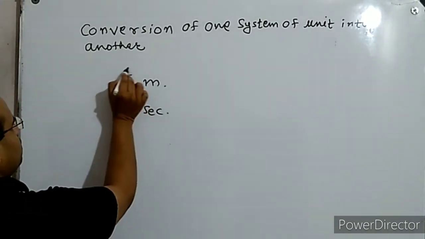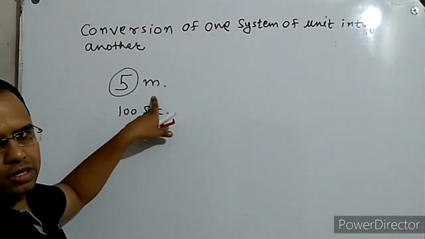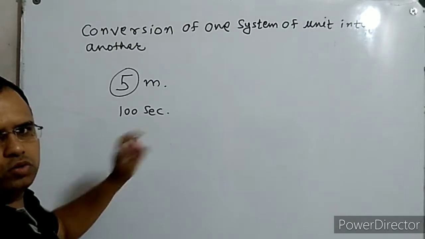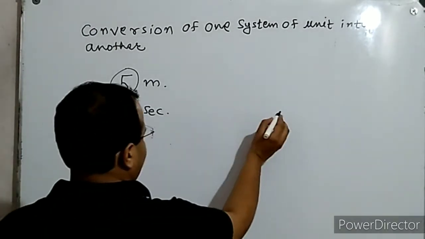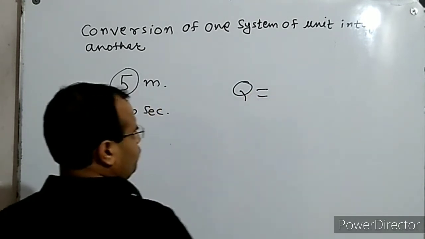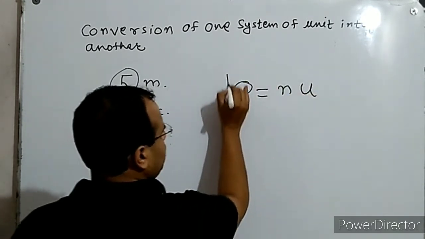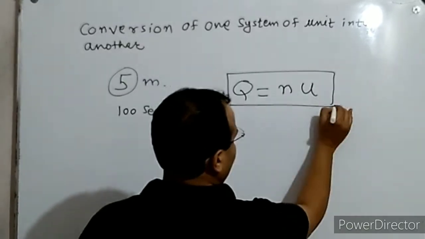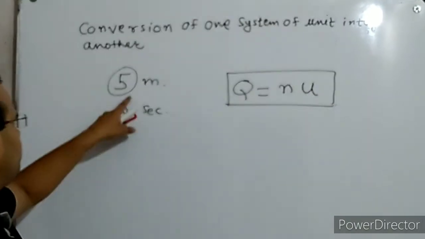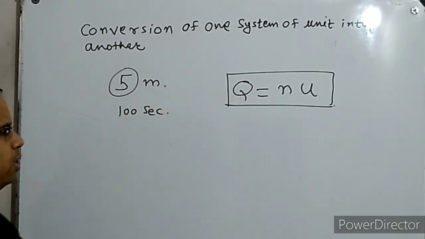So what is there in a measurement? There is a number followed by the unit. Now suppose we write a quantity in general. We write it as number followed by the unit. This is how we represent the measurement of a physical quantity: a number and its unit.